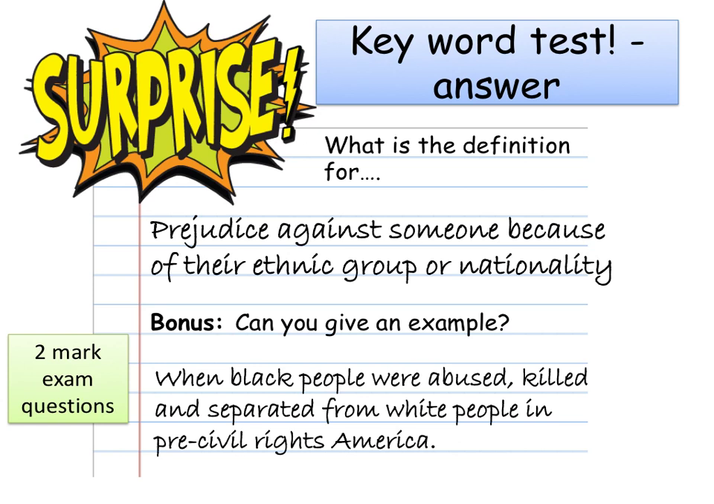Racism is prejudice against someone because of their ethnic group or nationality. An example could be when black people were abused, killed and separated from white people in pre-civil rights America.